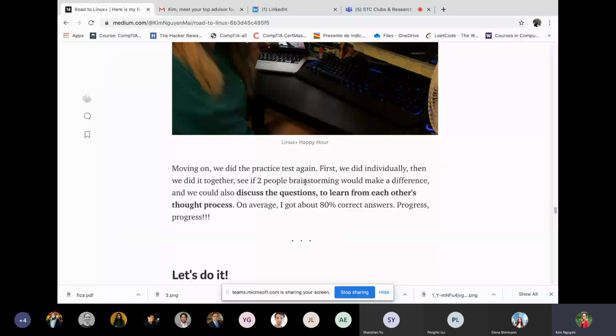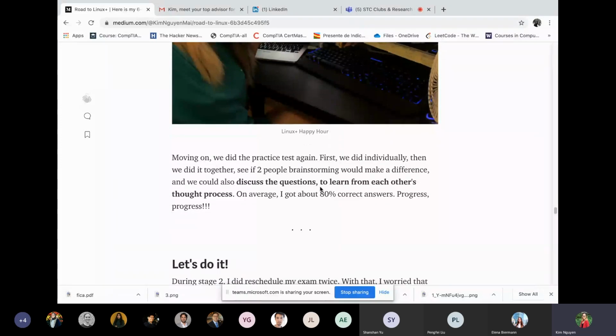And we discuss each question to learn from each other's thought process and how we would go about a question. On average, I got around 80% of correct answers, so it feels like really good progress. 20% more, so it feels good.